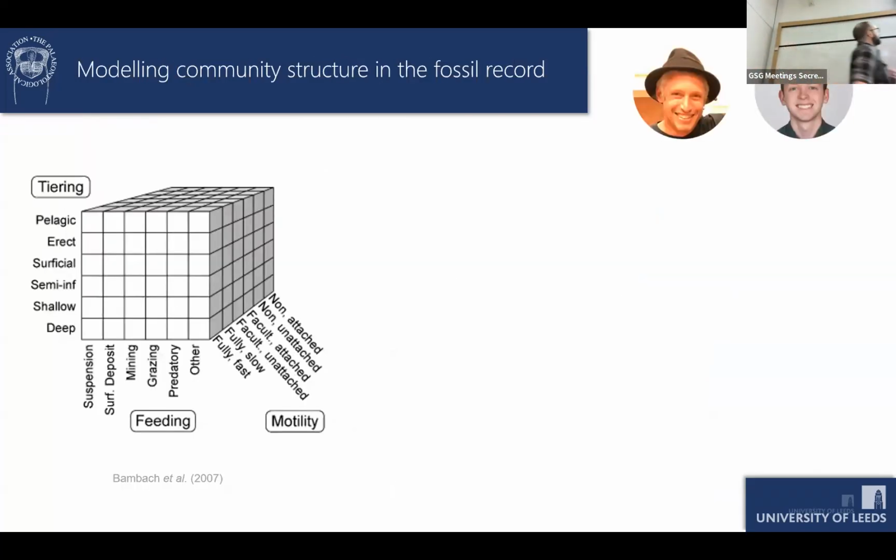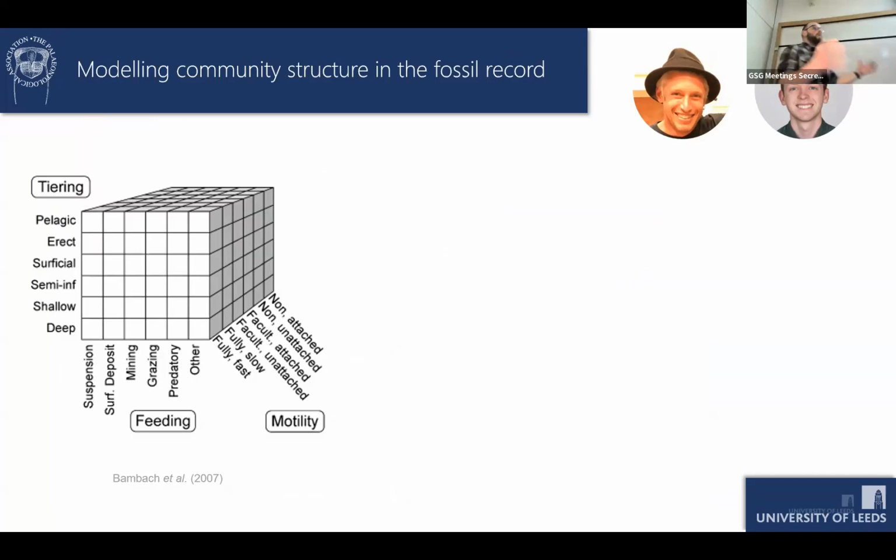So I've been working with these two chaps. This is Professor Andrew Beckerman, who's an evolutionary ecologist from the University of Sheffield, in the hat there. And this is Dr. Jack Shaw. So Jack, at the time when we were doing this, was a PhD student at Yale University in the US.